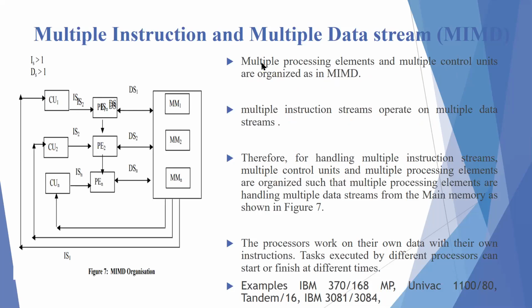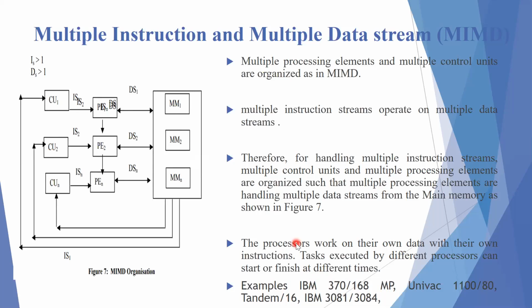So for handling multiple instruction streams, multiple control units and multiple processing elements are organized such that multiple processing elements are handling multiple data streams from the main memory, as shown in the figure. The processors work on their own data with their own instructions, and tasks are executed by different processors. Normally they work in master slave mode also. This you would know.